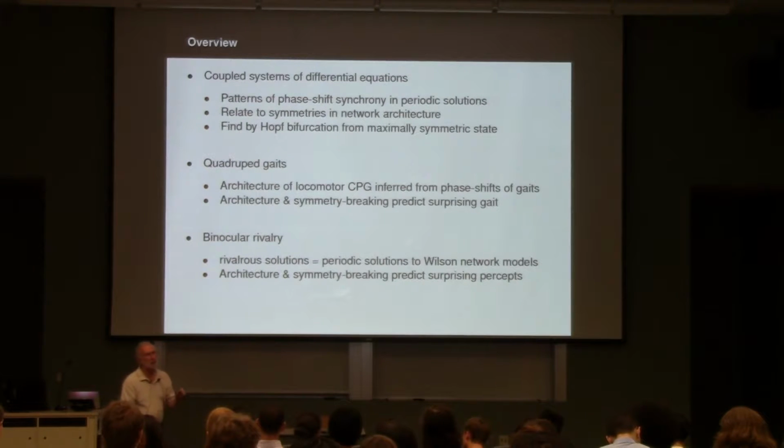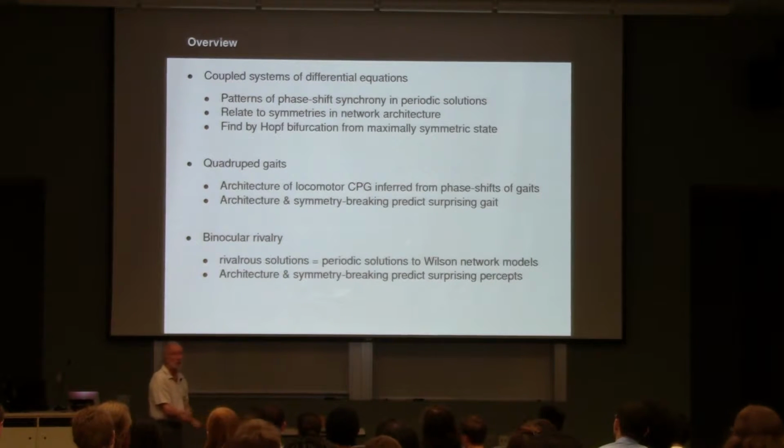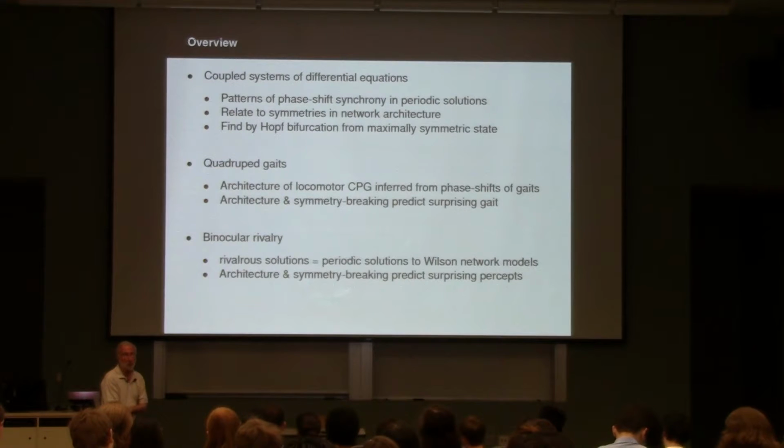Binocular rivalry is something which is similar. You show a subject two different images, one to the left eye, one to the right eye, and then ask the subject, what do you perceive? And, well, symmetry and the spatiotemporal symmetries or phase shift synchrony are going to appear in this example as well.